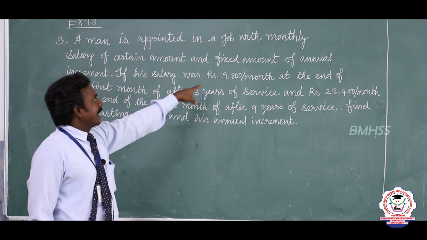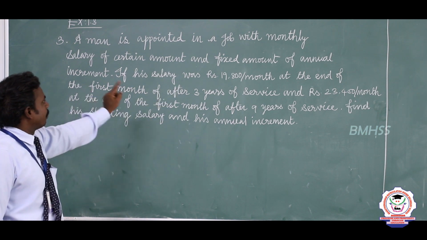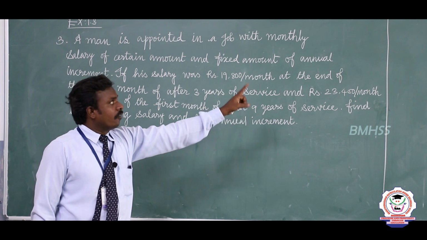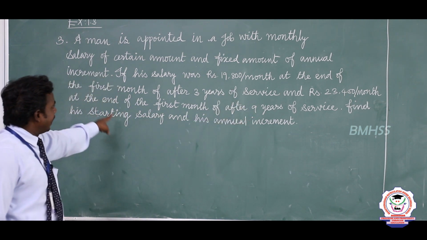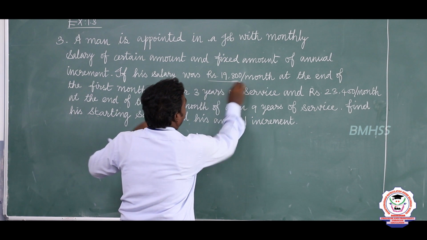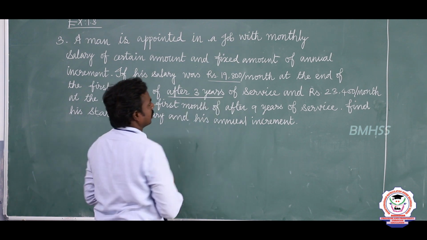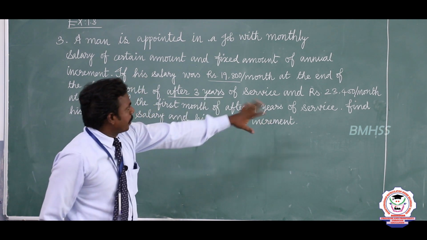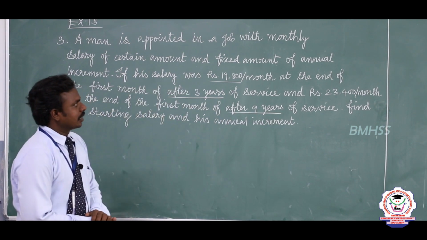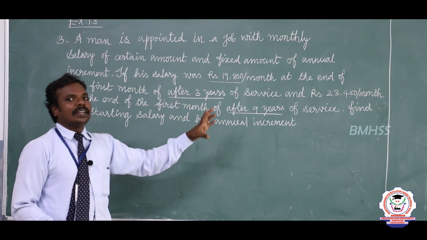If his salary was 19,800 per month at the end of the first month after 3 years of service, and 23,400 rupees per month at the end of the first month after 9 years. So 19,800 rupees they are giving after 3 years, and 23,400 per month after 9 years. Find his starting salary and his annual increment.